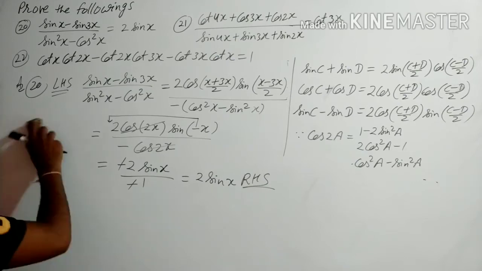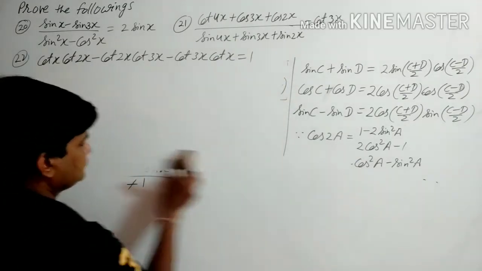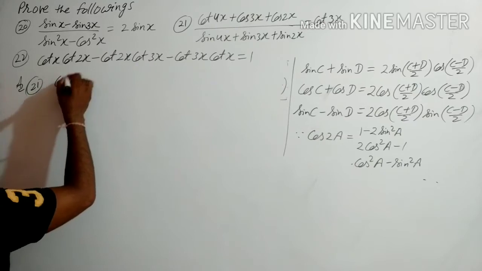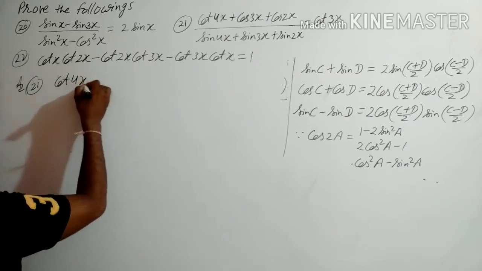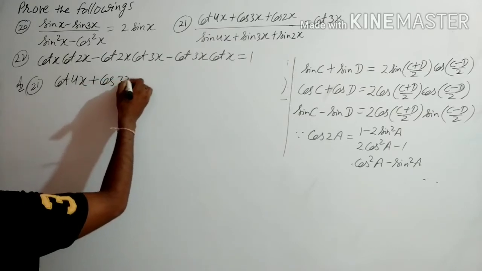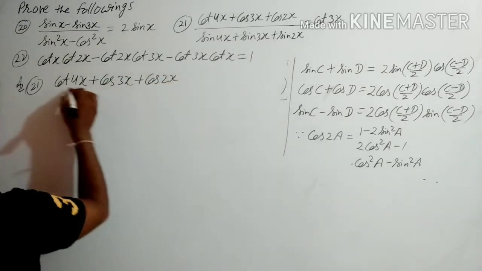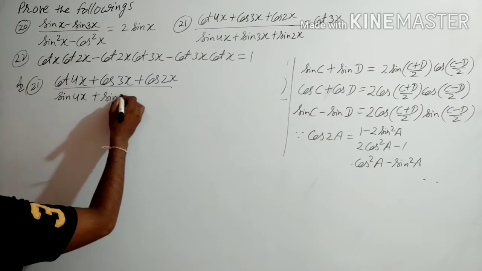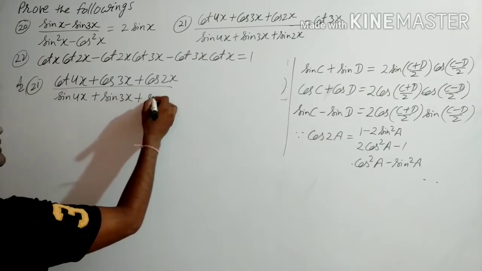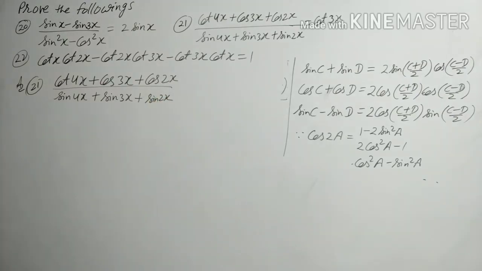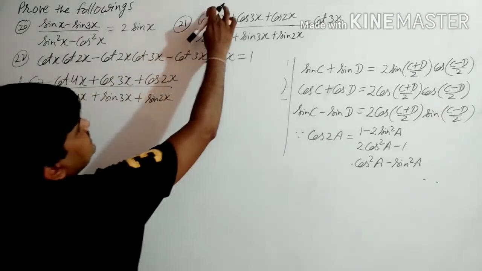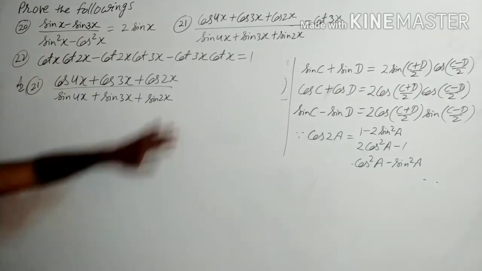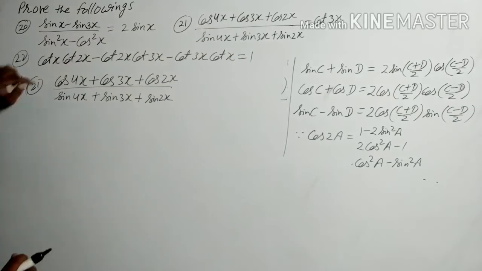That is question number 21. So question 21 is cos 4x plus cos 3x plus cos 2x upon sin 4x plus sin 3x plus sin 2x. So correct this one. This is cos, this is cos, so here is also cos. Correct the question number 21. Here cos 4x. So take cos 4x here.